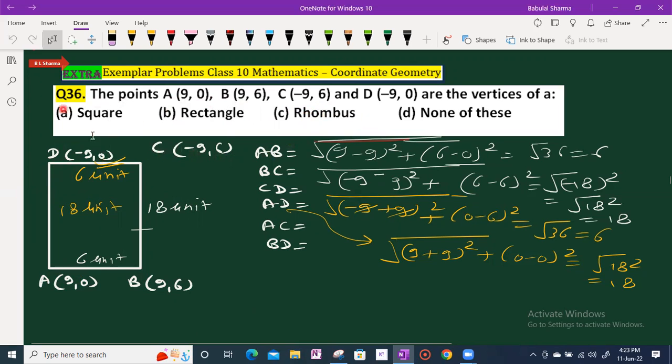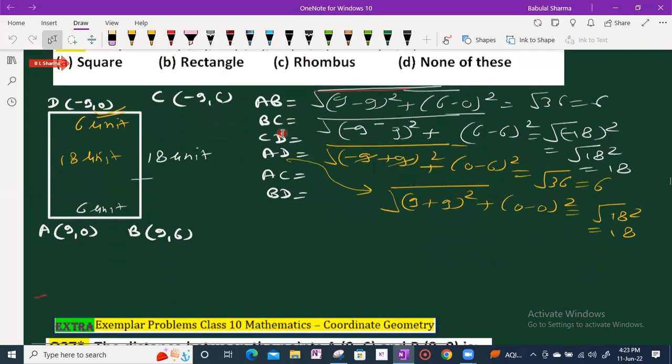ये स्क्वायर भी बिल्कुल नहीं है, क्योंकि अब स्क्वायर और रोम्बस में ऑल साइड्स इक्वल होनी चाहिए थी. तो इसका मतलब है कि इसकी पॉसिबिलिटी है रेक्टेंगल की. नन ऑफ दीज भी हो सकता है, लेकिन रेक्टेंगल के लिए हमें डायगोनल्स फाइंड आउट करने पड़ेंगे. अगर दोनों डायगोनल्स इक्वल हुए तो ये रेक्टेंगल होगा.